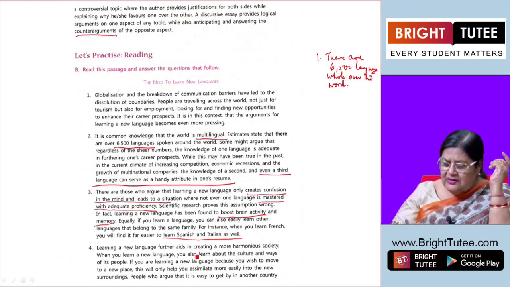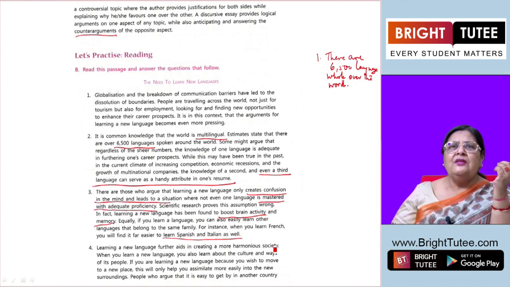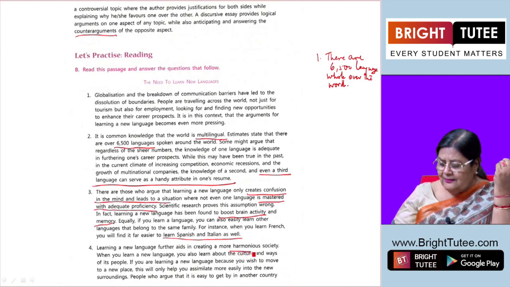Learning a new language further aids in creating a more harmonious society. Obviously, if you know two, three, four languages at a time, you are definitely harmonious. You are great. Simple people will worship you. They will like you like anything.